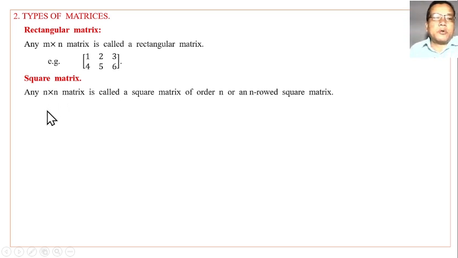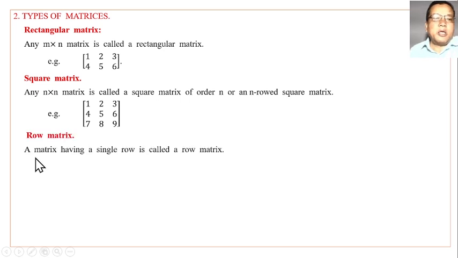Take this example: how many rows? First row, second row, third row: 3 rows. First column, second column, third column: the number of columns is 3. Therefore the number of rows is equal to the number of columns, so it is a square matrix.